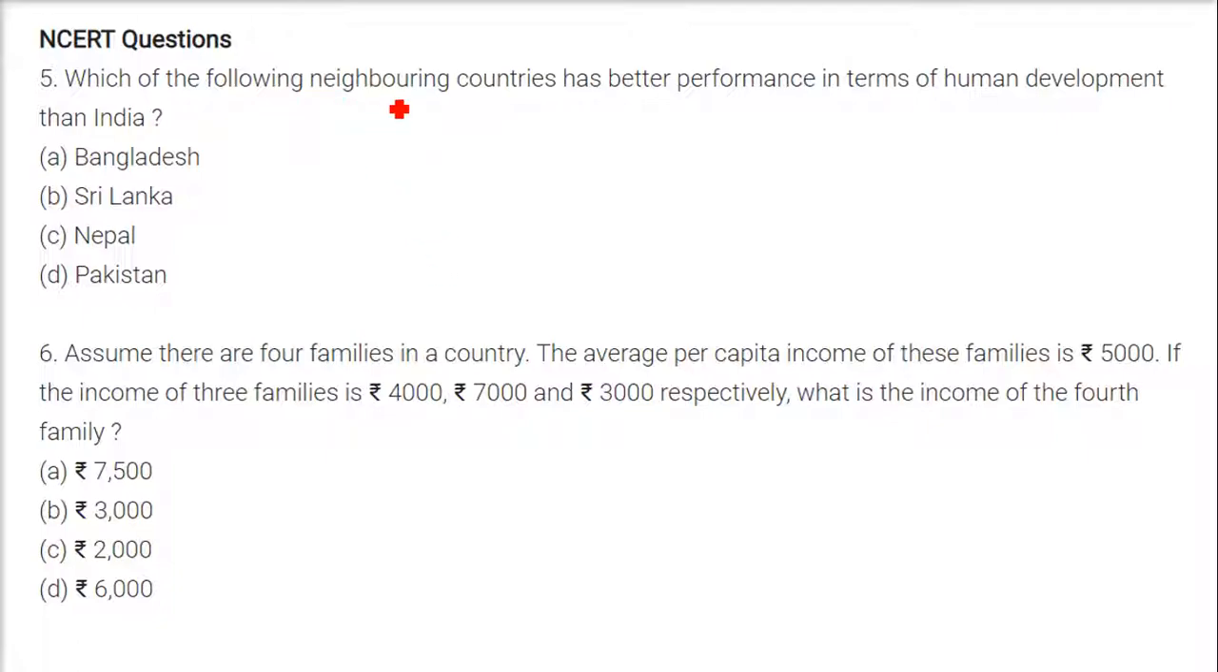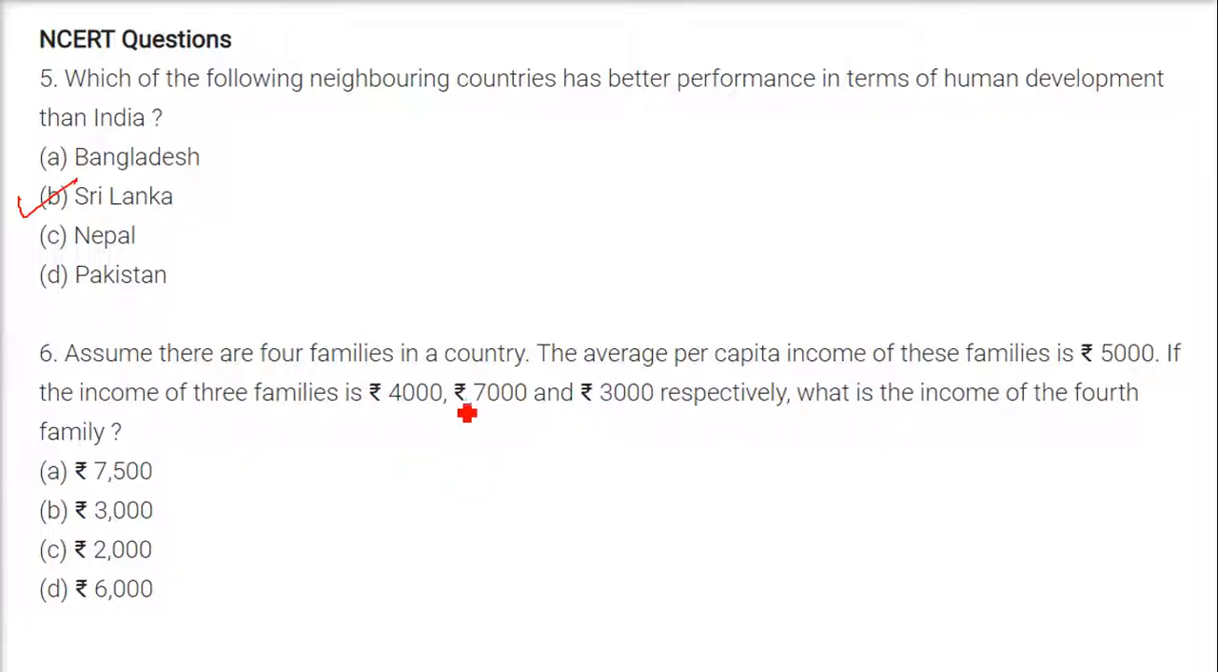Which of the following neighboring countries have better performance in terms of HDI, that is human development, than India? The answer is Sri Lanka. Assume there are 4 families in a country. The average per capita income of these families is 5,000. The income of 3 families is 4,000, 7,000, 3,000 respectively. What is the income of the 4th family?